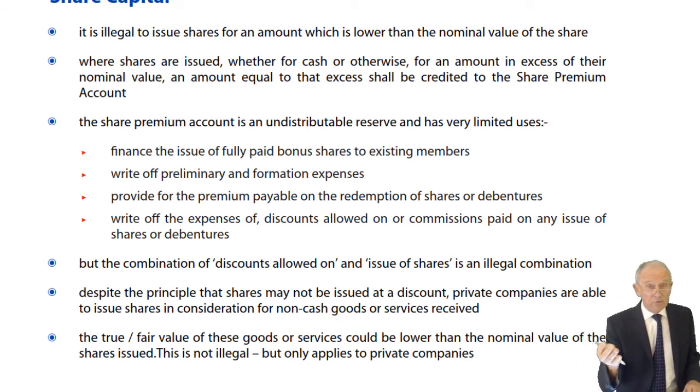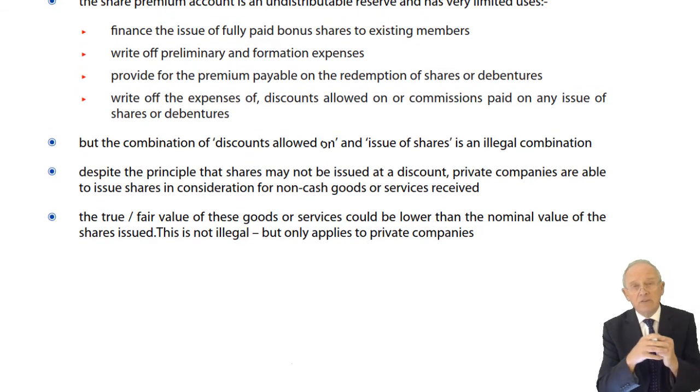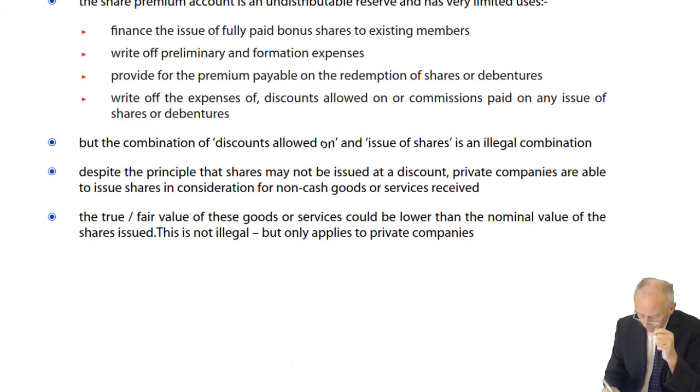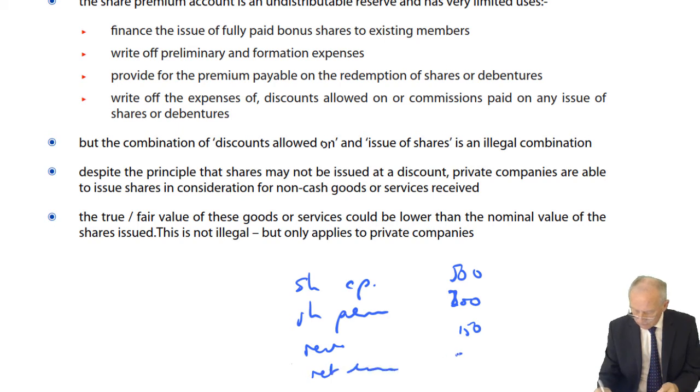Can't use it to distribute because it's non-distributable, but we are able to debit the share premium account in 4 situations, and these are here. To finance the issue of fully paid bonus shares to existing members. Remember, we had share capital of 500, and we had share premium of 200. And we had revaluation reserve of 150 and retained earnings of 250. Well, that's the buffer fund.